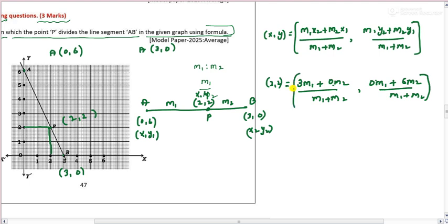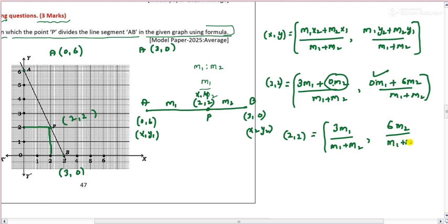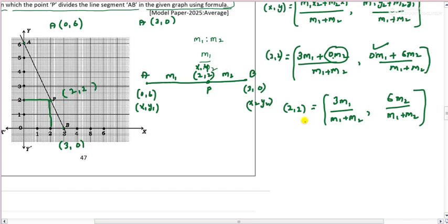Now if I simplify this further, this becomes 3m1, and 0 into anything is 0, so I'll not write that. I'll write directly m1 plus m2. Again this is 0, so the remainder is 6m2 over m1 plus m2. Till here, have you understood? Yes, sir. Now as we know, both are the same, so I'll represent this: 2 is equal to 3m1 divided by m1 plus m2. I'll take this to solve the equation and find the value of m1 and m2.